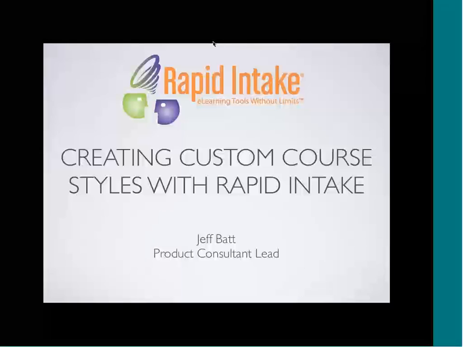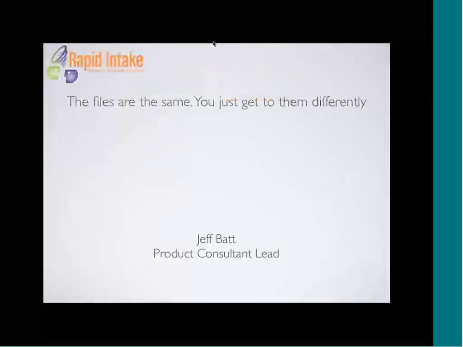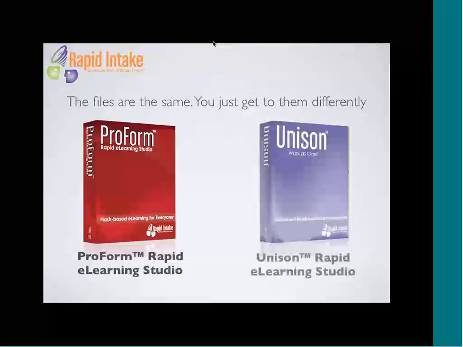Now, the nice thing about these products is whether you get the files from Unison or from ProForm, once you get the files that you're going to be customizing, it's the same thing. So the only difference between ProForm and Unison is how you get the files. You get the files from ProForm in one way, and from Unison in a different way, and then once you have those files, you can customize them in the same way.